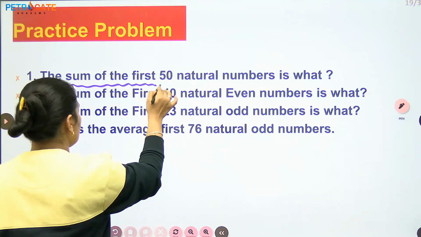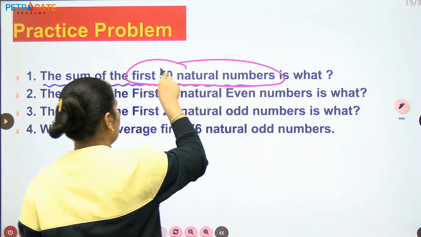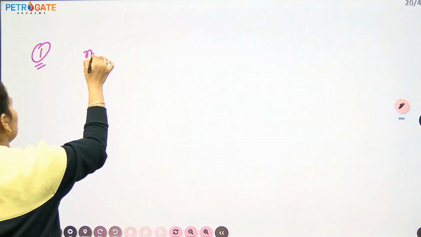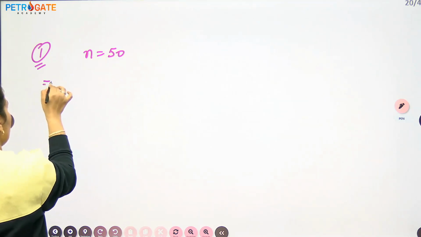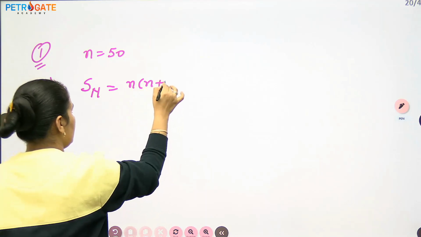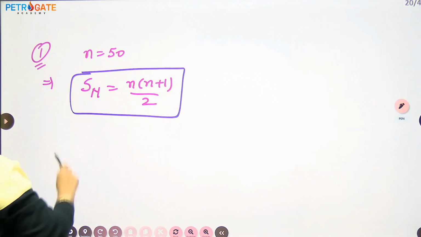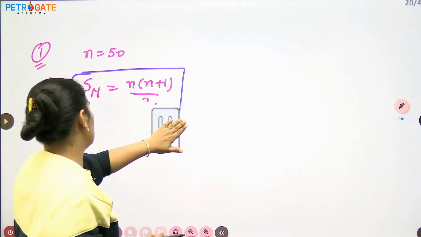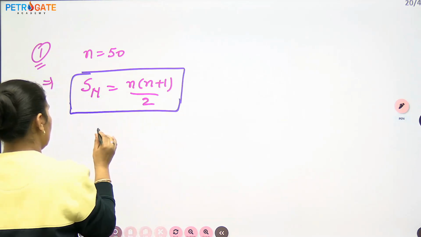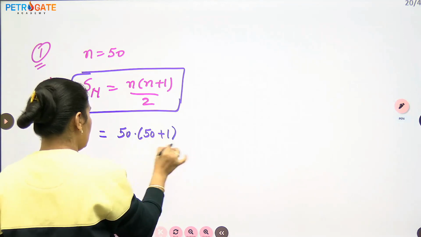The very first one is the sum of first 50 natural numbers. Sum of first means n is equal to 50. You are talking about the sum of first 50 natural numbers, and the formula is n into n plus 1 by 2. We know the formula, so we can approach it this way. It will be 50 into 50 plus 1 by 2.